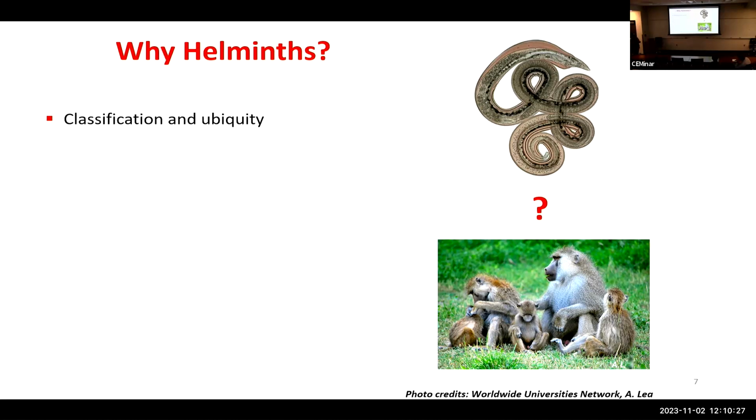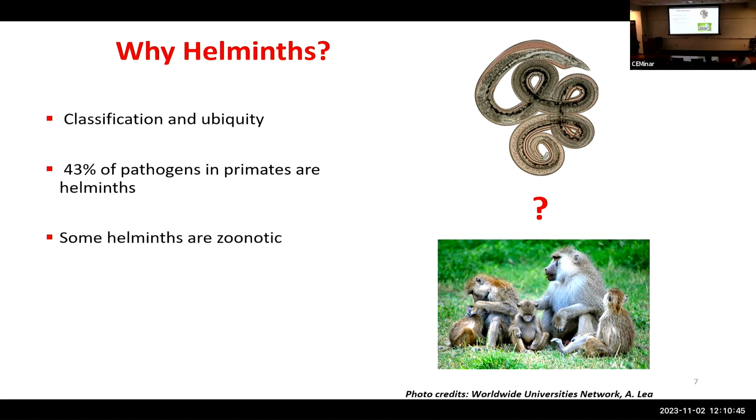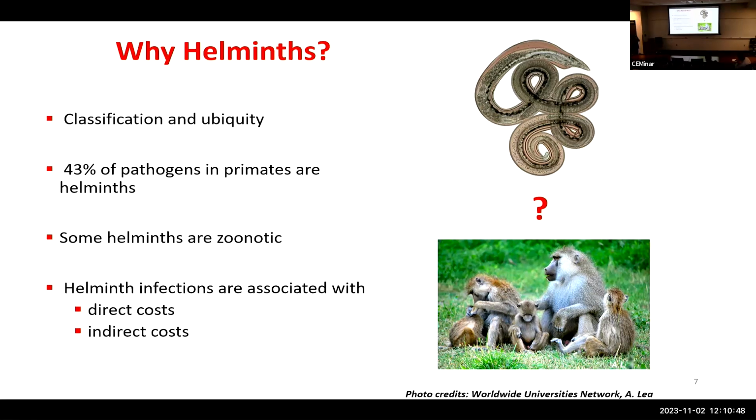But helminths are ubiquitous, meaning you see them all over the environment since time immemorial. They could be generalists, meaning they will infect a wide range of hosts, or they could be specialists as well. And 43% of pathogens in primates are helminths, and some of these are actually zoonotic. And helminths are associated with either direct costs or indirect costs.